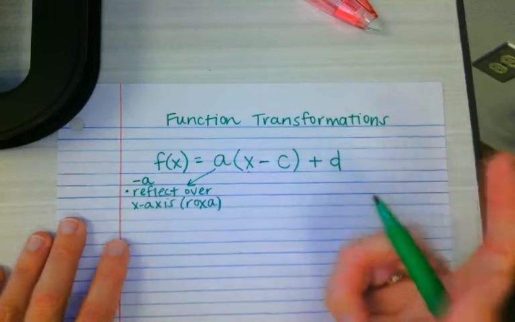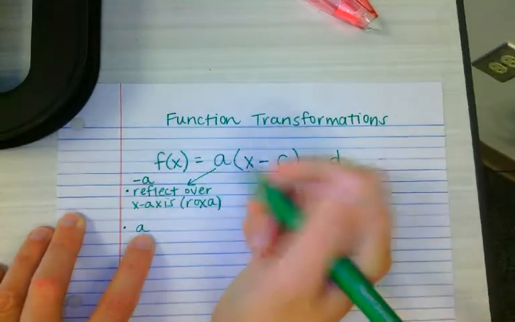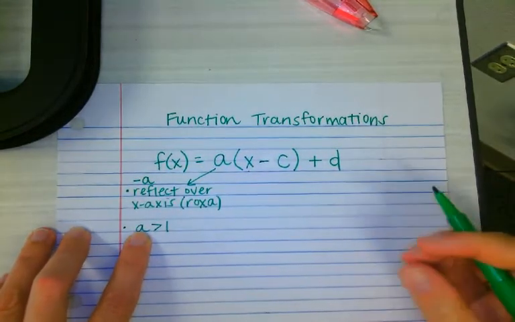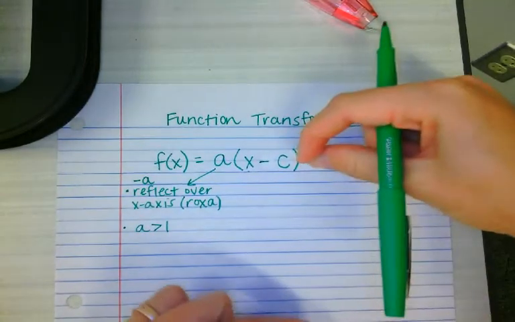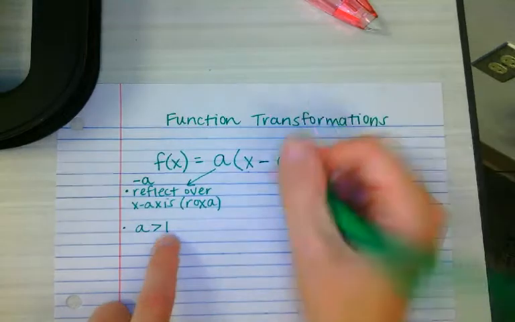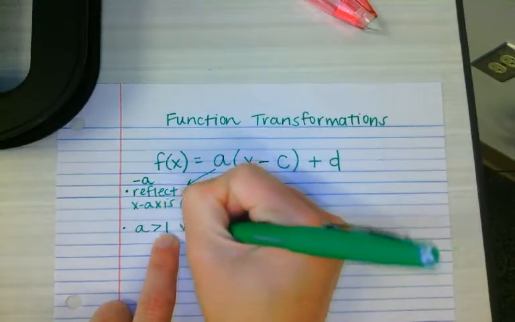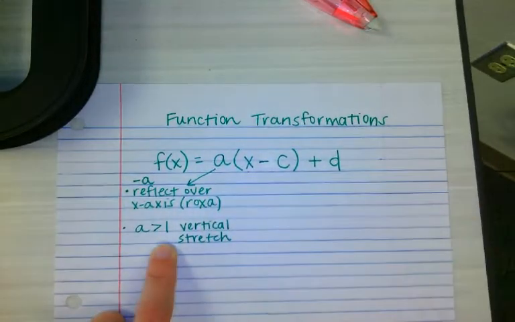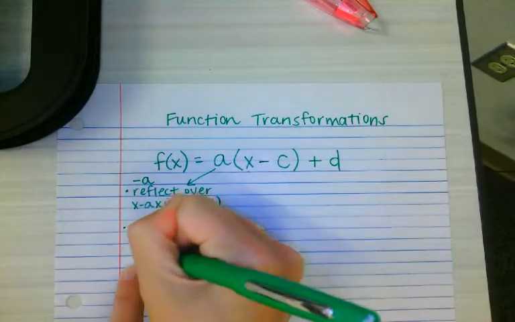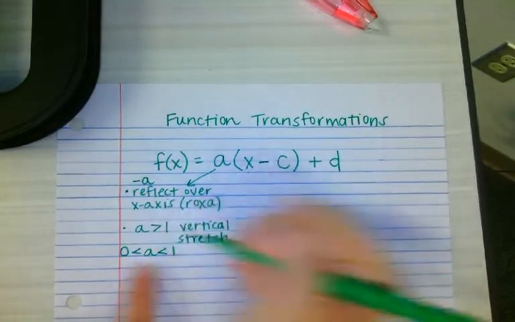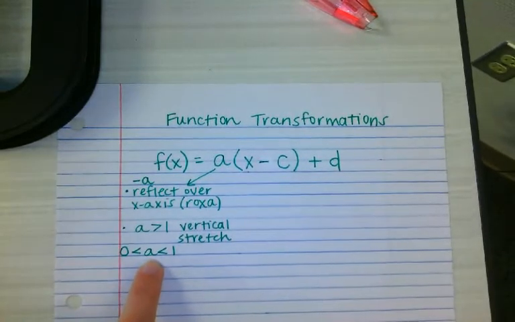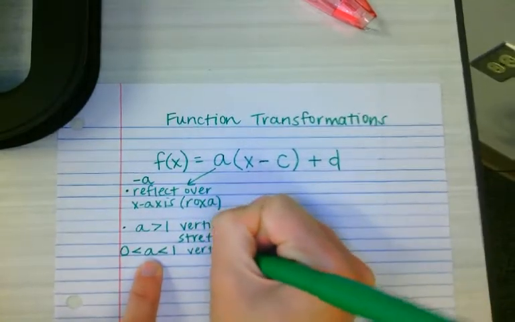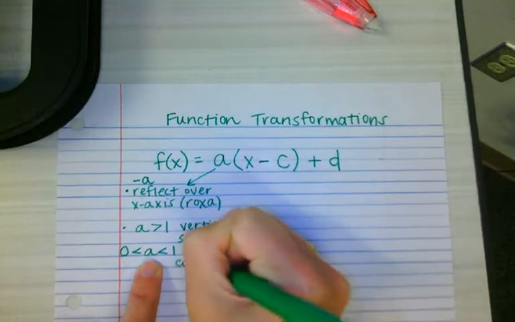Okay, two other things can happen here. If that a value, ignoring the negative, is greater than 1, you might have noticed that it got stretched. It got narrower and taller, and so we call that a vertical stretch. If that number is between 0 and 1, so your fractions like a half or a third, or maybe it's listed as 0.8, that is a vertical compression.